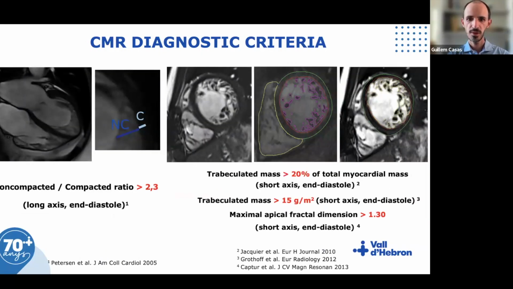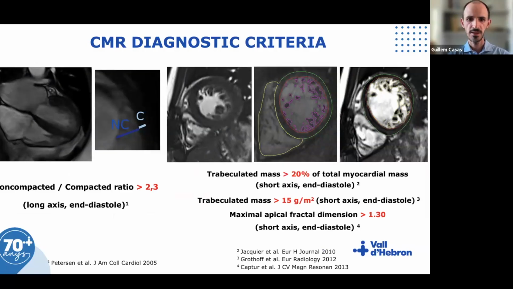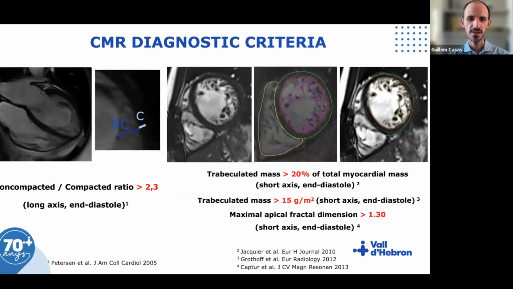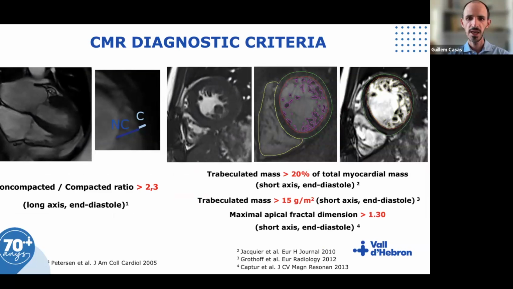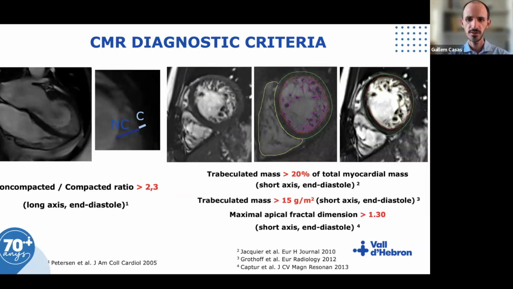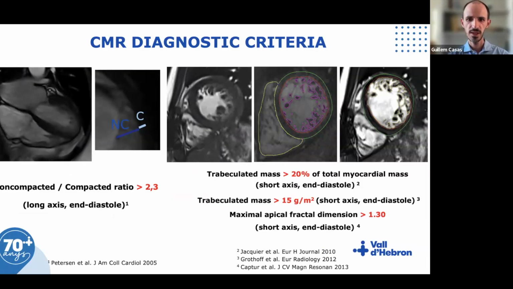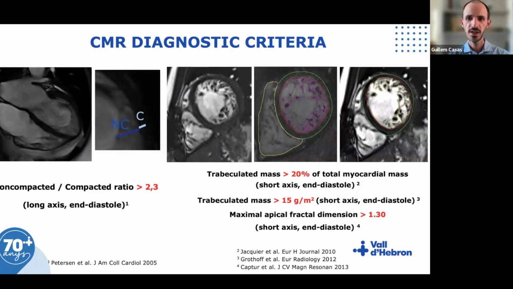With CMR, we have even more proposed diagnostic criteria. We can also measure, in a similar way as in the echo, the ratio of the non-compacted to the compacted layer in long axis in CMR and diastole, and here the ratio has to be higher than 2.3. And we can also measure the global burden of trabeculation, that is the total trabeculated mass, and we can express it as the percentage of total myocardial mass. We can index it by body surface area, or we can also perform fractal analysis, which is a mathematical algorithm.